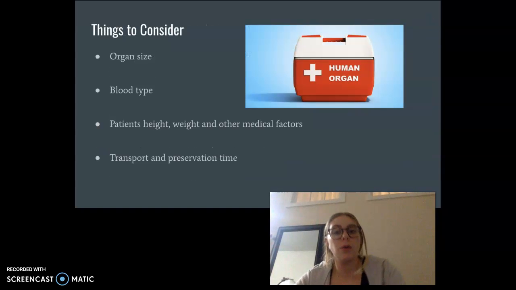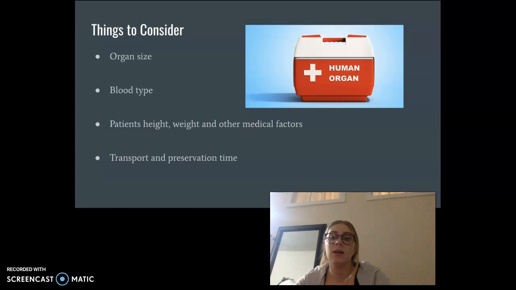Okay, so with a transplant, you can't just accept any donor organ. You have to look out for some things, and some of them include making sure the organ is the appropriate size and that it fits in the body. I think the next, most important thing is making sure that the blood matches. Other things you need to consider are the patient's height and weight and other medical factors. Just because a transplant is a huge, major surgery, you need to make sure that they're well enough to actually go through with it.